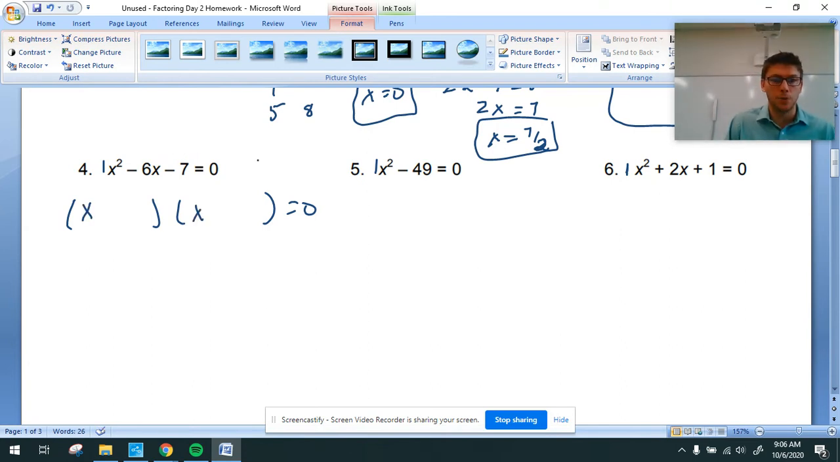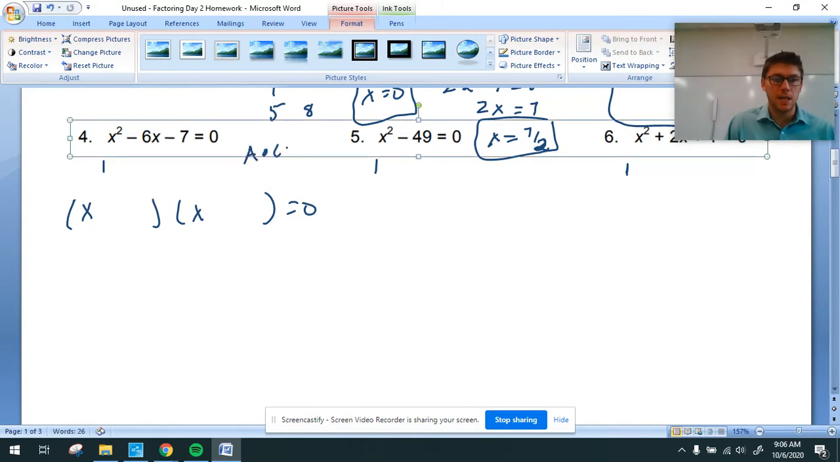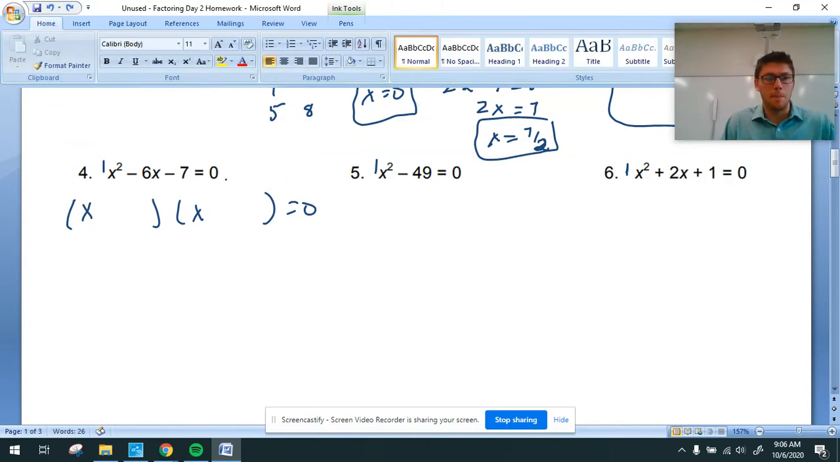Two numbers that multiply, a times c. Oh, two numbers that multiply, I'll write it down here, to negative 7 and add to negative 6. Some of you off the top of your head can find that. Others of you maybe need to write things out. But the two answers are negative 7 and positive 1 for the factors.